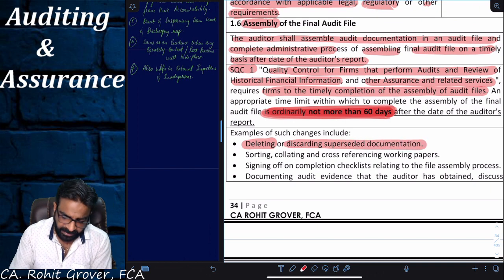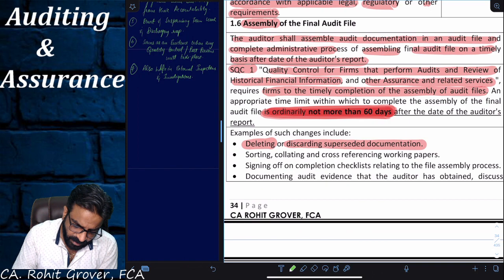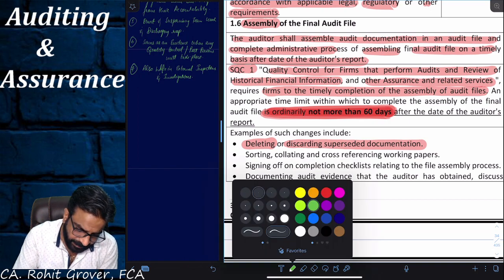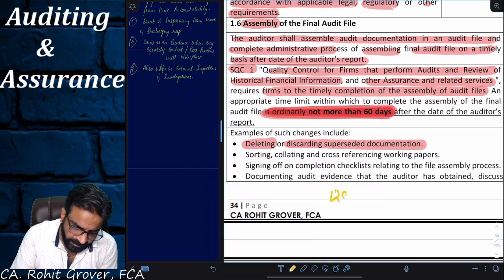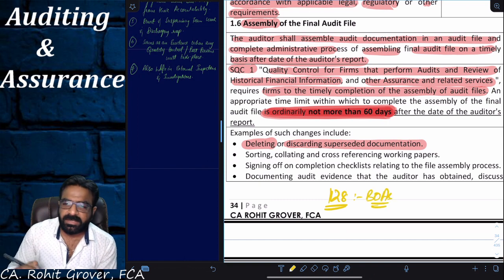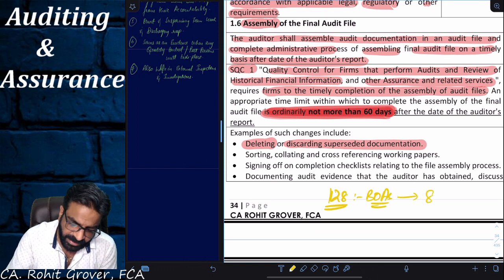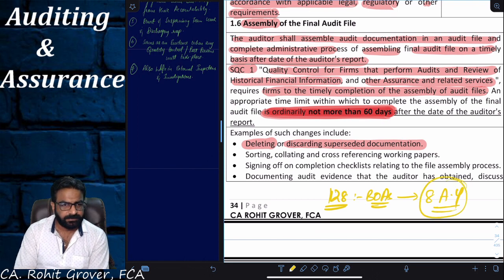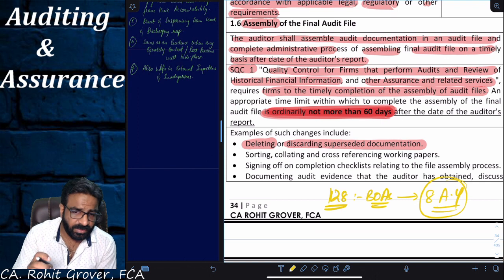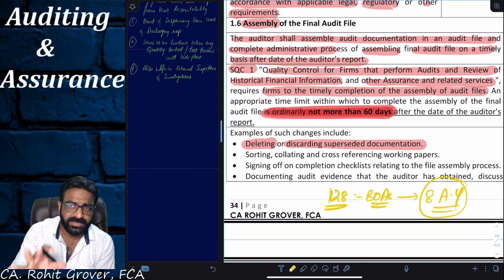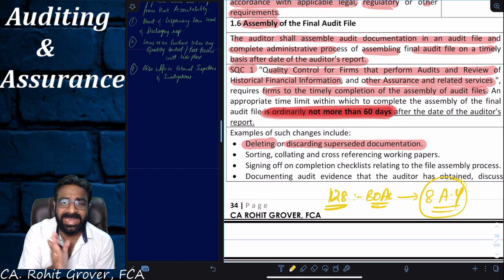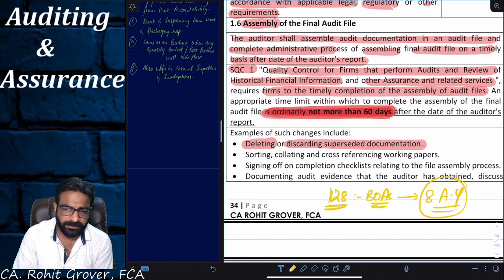Now, let me tell you one thing, everyone. Anybody knows section number 128? Yes, section 128 talks about books of accounts. It is clearly mentioned that every company has to maintain 8 accounting years of books of accounts in their office at any point of time. The present financial year which is going on, and in your registered office, the last 8 accounting years' books of accounts should also be there.